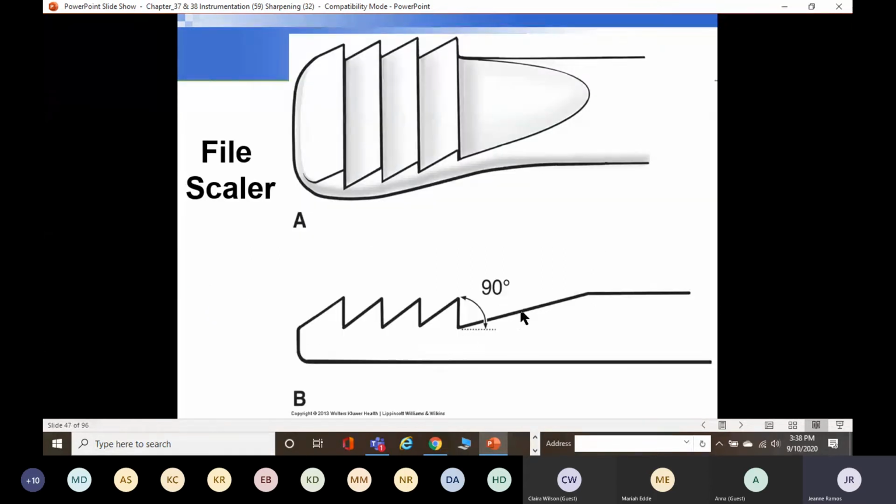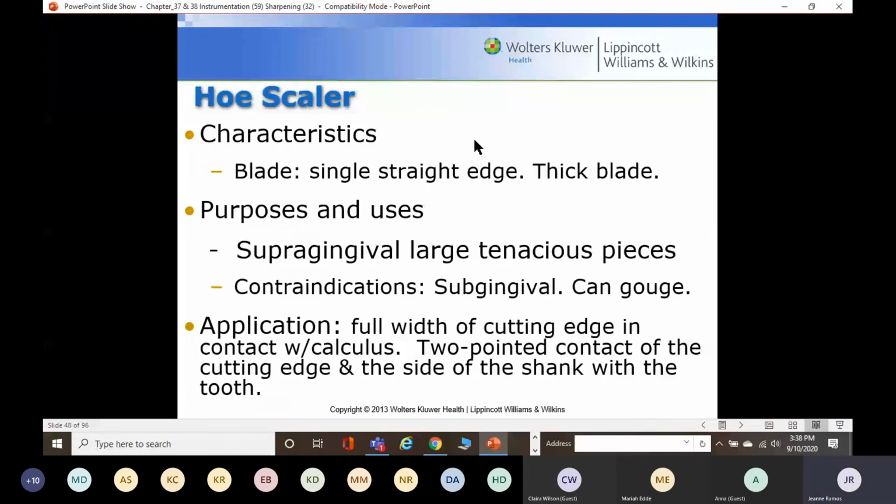This is a file scaler, and all these blades are at a 90-degree angle, or this blade is at a 90-degree angle to that shank. And it just crushes it. Then you have a hoe. Don't laugh. Everyone's going to laugh. You have a hoe scaler.